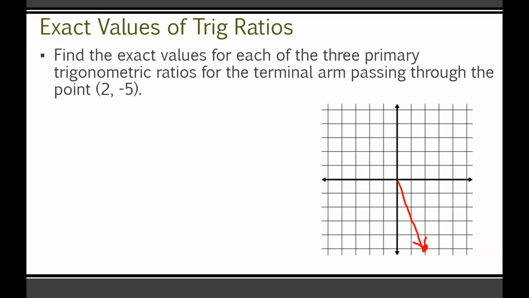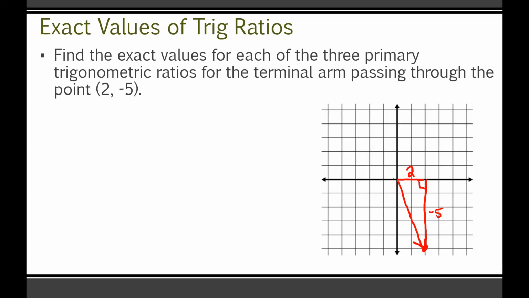And then as always, when we have a point and a terminal arm going through it, since we're looking for exact values of trig ratios, that implies we need to have a right triangle. So let's make a right triangle using our x and our y. In other words, there is our right angle. The x direction is going to be +2, and the y direction is going to be -5. Now, you could have said +5 there, but it's just going to give you trouble. You'd have to use the CAST rule to fix that. I would recommend using the actual coordinate, (2, -5).